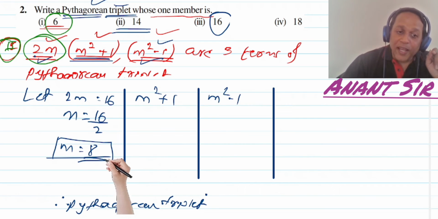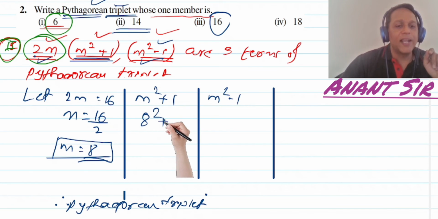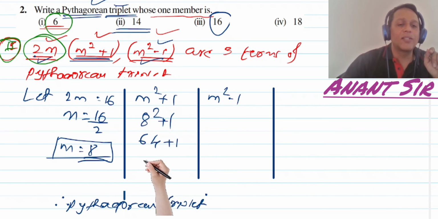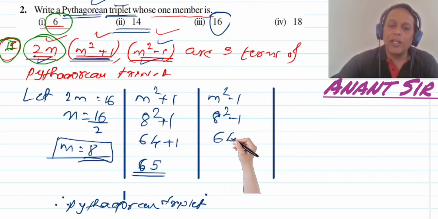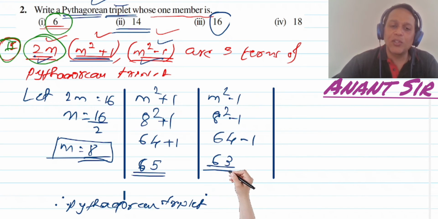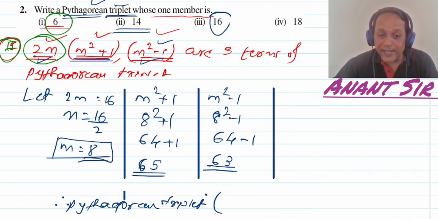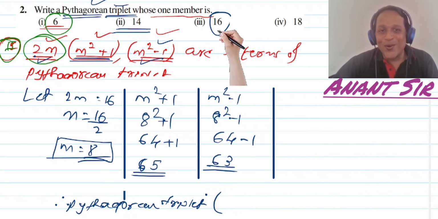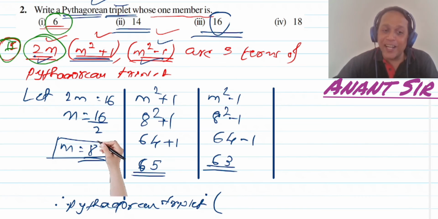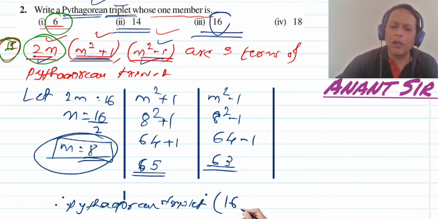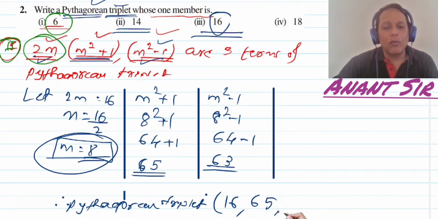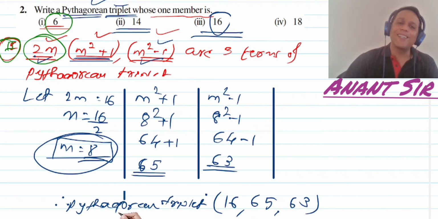Now what is m? m is 8. So it is 8 square plus 1; 8 square is 64, 64 plus 1 is 65. This is the other member. And then m square minus 1 is 64 minus 1, which is 63. So the Pythagorean triplet is, no, not 8. See, I made the same mistake. One member they have given as 16. Don't take this 8 as a member, okay? Always remember, one member they have already given, and we have found the other two members as 65 and 63.